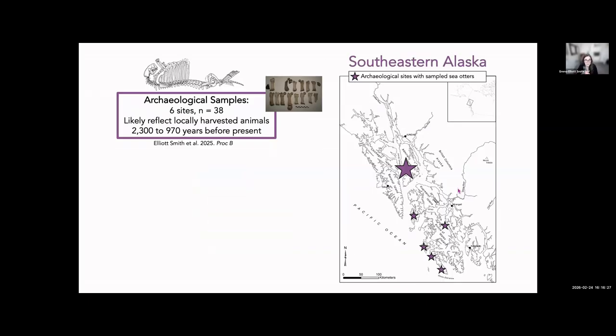So here's a zoomed in map of Southeastern Alaska. The purple stars here denote sites where we have sampled archaeological specimens. So this includes 6 sites. That biggest star is where about 24 of our samples come from. So we think we have about 38 individuals represented. They're almost certainly locally harvested animals. Happy to talk about the evidence we have for that in the Q&A. And radiocarbon dates of associated strata suggest that these specimens were all harvested between 1,000 to 2,000 years ago.